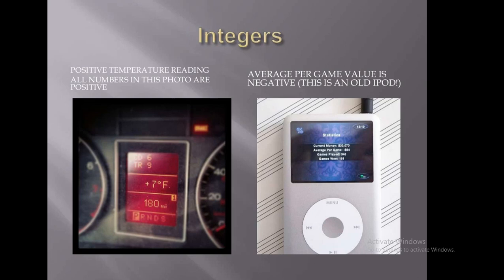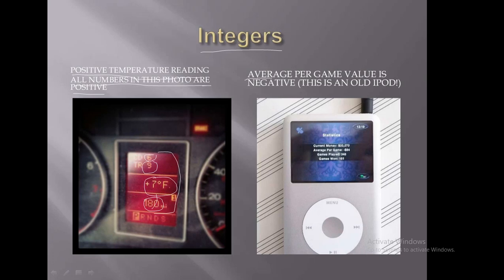Now we will move to the next slide, that is integers, and how we can see them with the help of figures. Positive temperature reading: all numbers in this photo are positive. We will see the left side figure. Here 6 is positive, 9 is positive, 7 degrees Fahrenheit is also positive, 180 is also positive. This means in this figure all the numbers are positive, so we can say it is a positive integer.